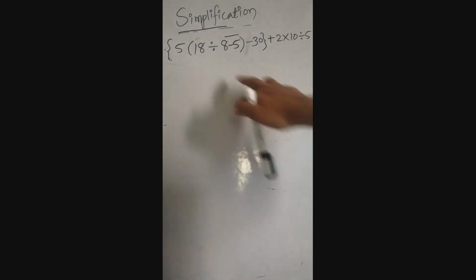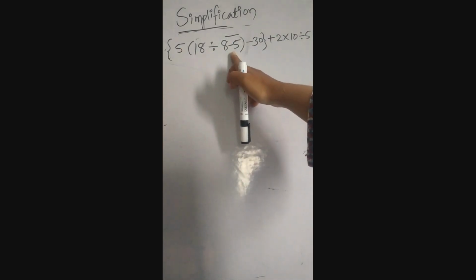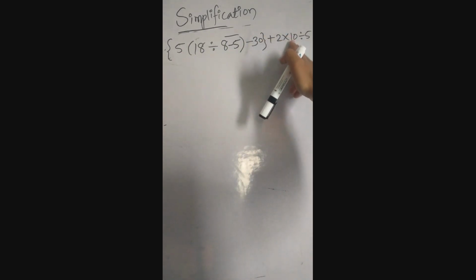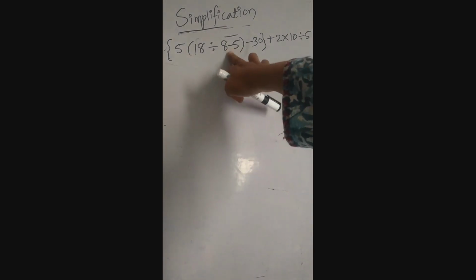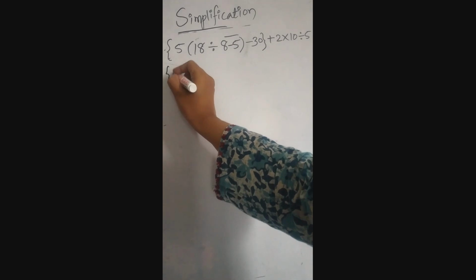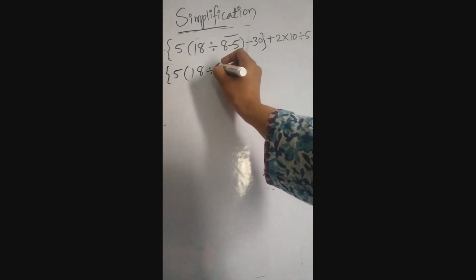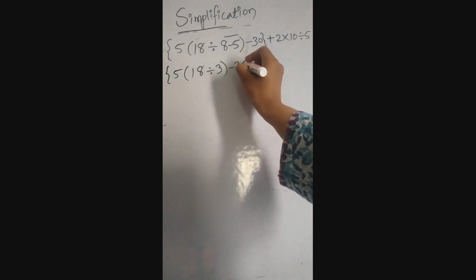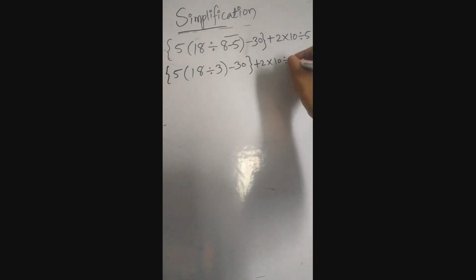So now the next problem is we have 5 in bracket 18 divided by 8 minus 5 minus 30 plus 2 into 10 divided by 5. So children, we are solving this problem according to the BODMAS rule, and we are keeping in mind the order of opening the brackets. So first we will open this bar bracket. So here it will be 5 in bracket 18 divided by 8 minus 5, we get 3 here, minus 30 plus 2 into 10 divided by 5.